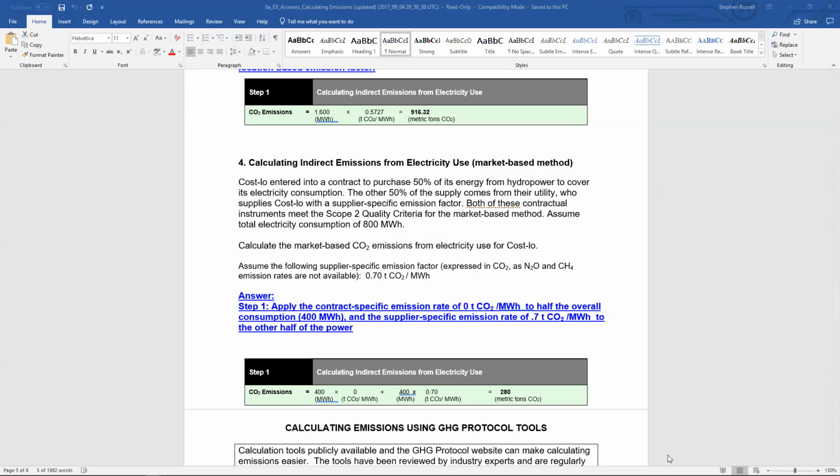So that's it for now. I don't think we have time to tackle the remaining questions in this exercise sheet. They relate just to the use of the GHG protocol calculation tools, and we will be using those tools in tomorrow's exercise. So we haven't missed anything by not doing those questions. We will be using the tools in depth tomorrow.